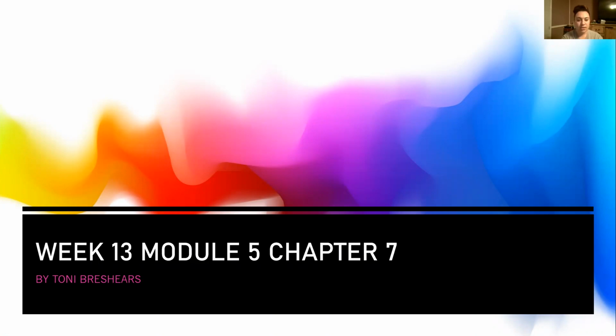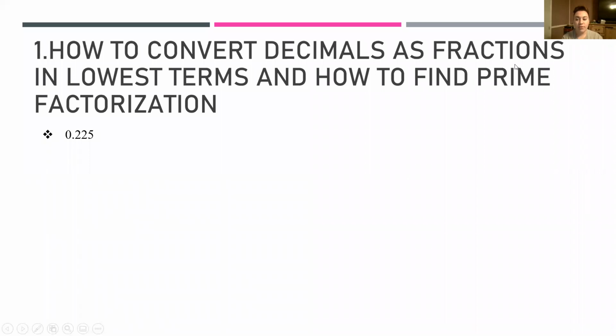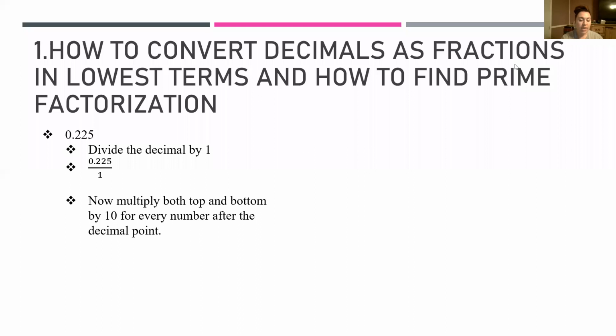Okay, so how to convert decimals to fractions in lowest terms and how to find prime factorization. We're going to start out with 0.225. First we divide the decimal by 1, and it gives us 0.225 over 1. Now multiply both top and bottom by 10 for every number after the decimal point. So we have three numbers after our decimal point, and so we would come to 225 over 1,000.